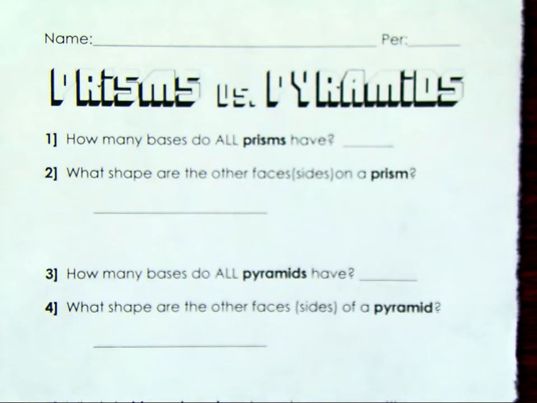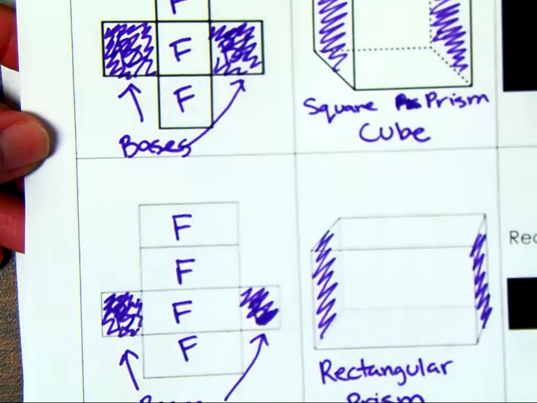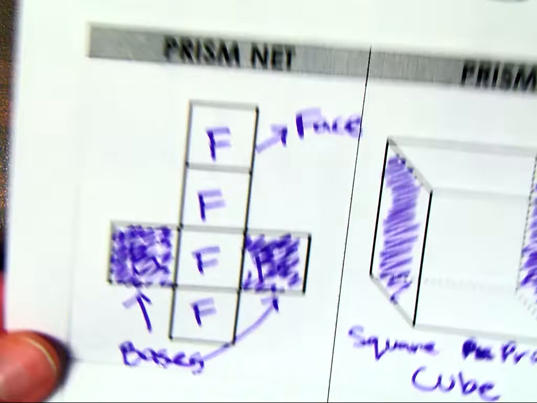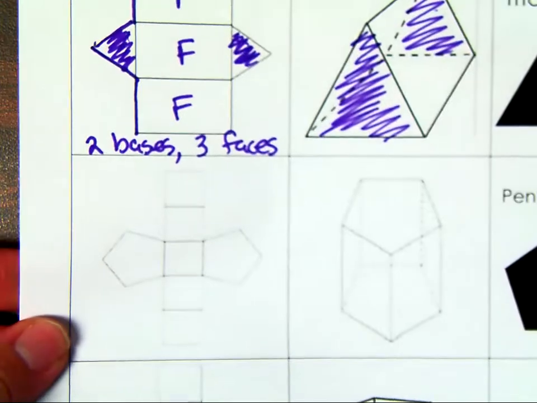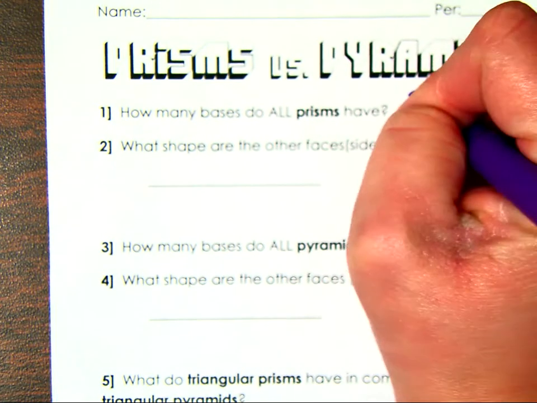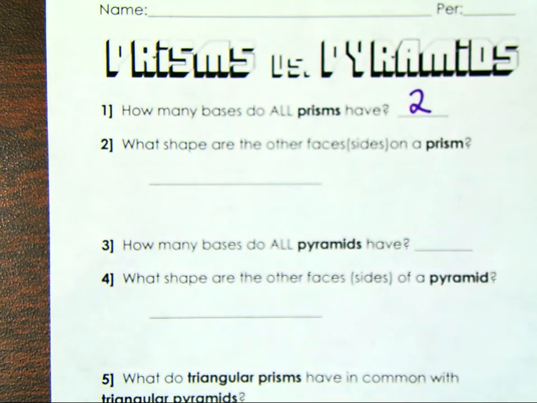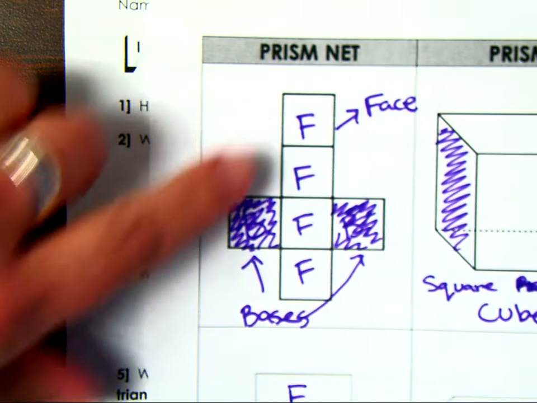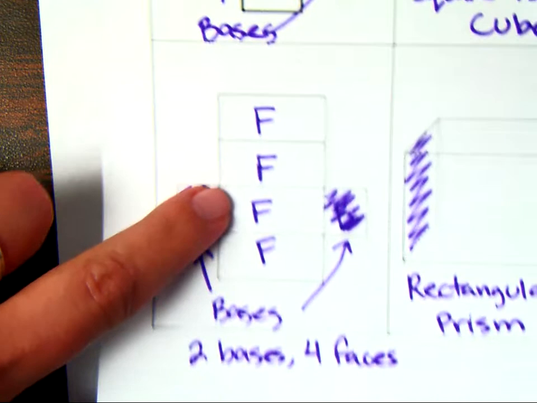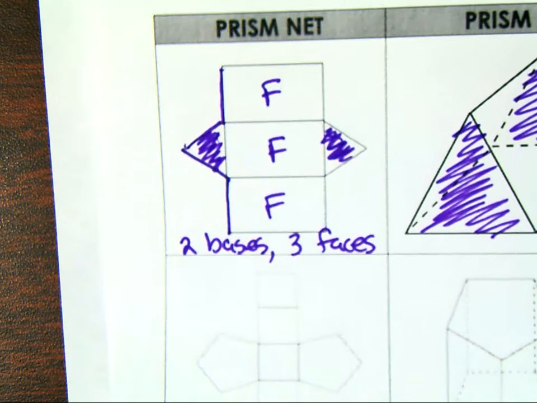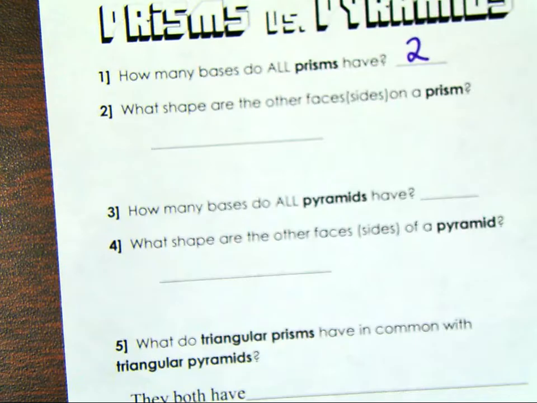So how many bases did all prisms have? So prisms were on the left. When we unfolded it, we saw that every prism had two bases, and they were off to the side. So all prisms have two bases. What shape were their other sides? They weren't a base, they're called a face. And we can see no matter what it was, those would be rectangles.